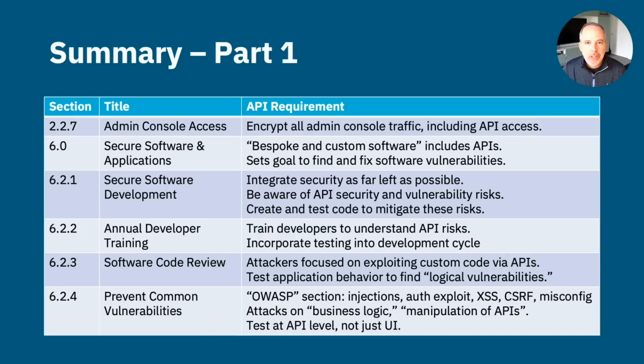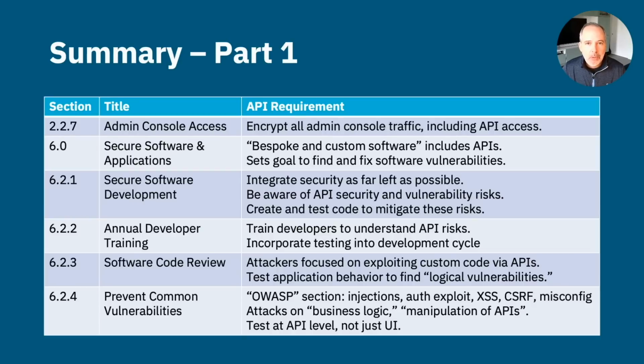We spent a lot of time looking at many different subsections of Requirement 6. The key to remember here is that with DSS 4.0, APIs are 100% in scope now. All your bespoke and custom software, the code you write to power your organization's unique offerings, is powered by APIs. And those APIs need to be secured as much or even more than your classic web and mobile applications.